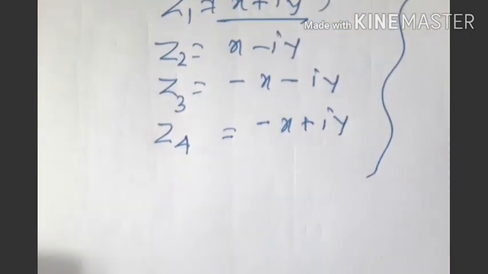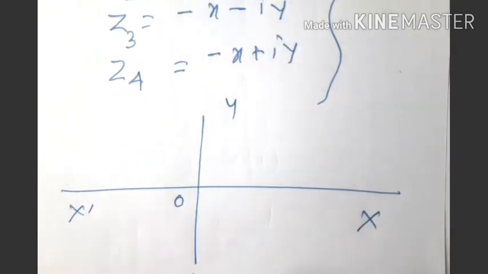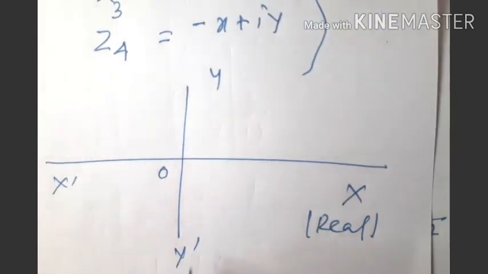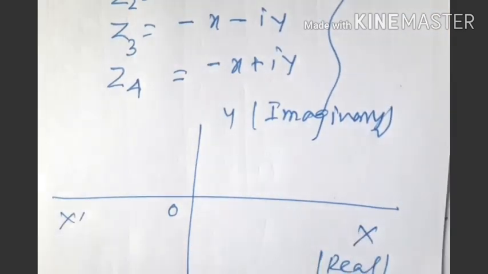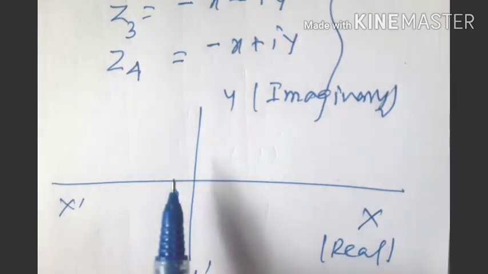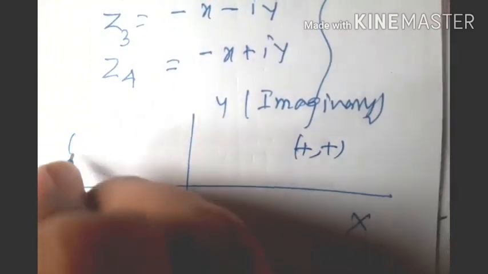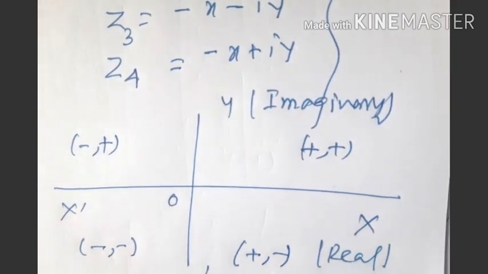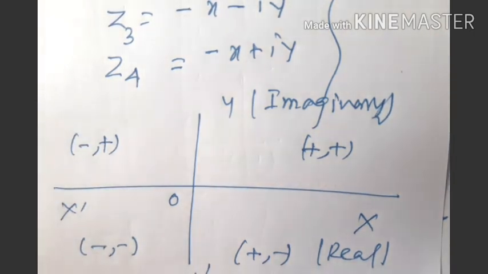Now how can we plot them on the plane? For that I have drawn 2 axes. This is the origin, this is the x axis, and this is the y axis. The x axis is the real axis, and the y axis is the imaginary axis. This is called the first quadrant, this is second, this is third, this is fourth. First quadrant means plus plus, second quadrant means minus plus, third means both negative, and fourth means first positive, second negative.